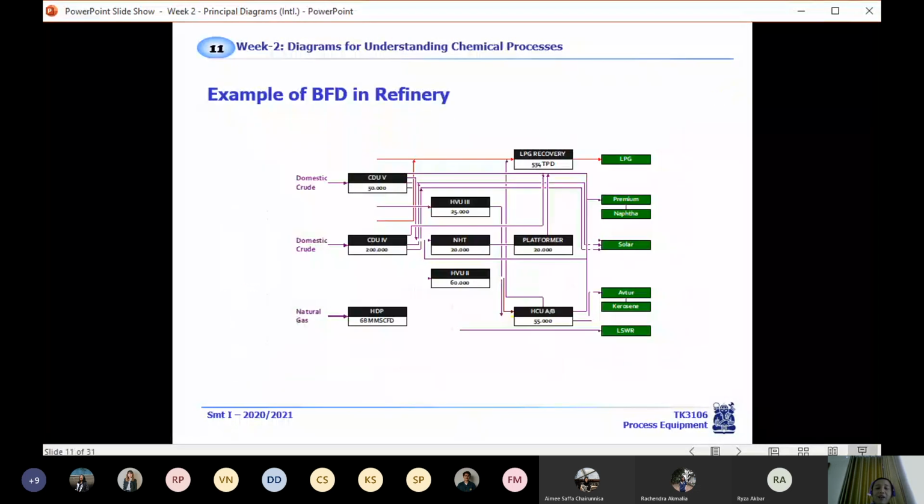Okay, how about the BFD? Is it clear to you? Any question related to the BFD? If there is no question, I will move to the PFD. How about the BFD, block flow diagram? Any question?